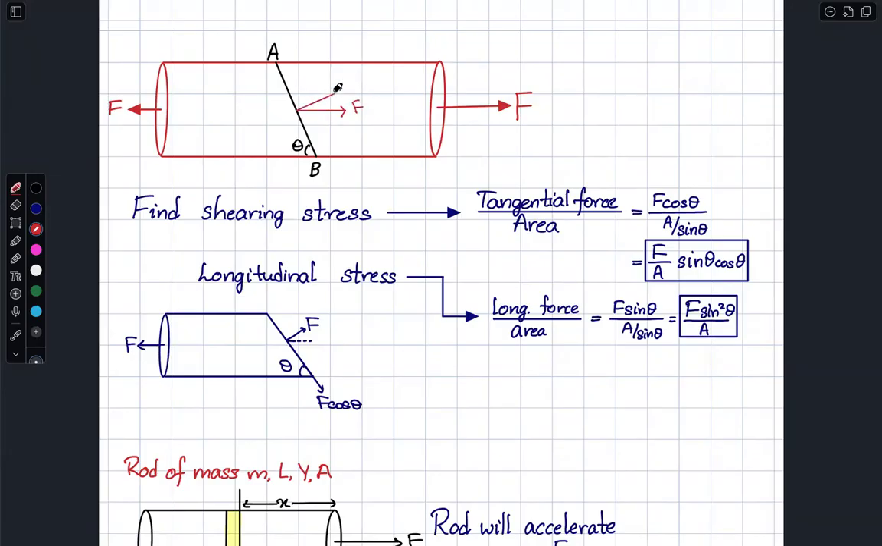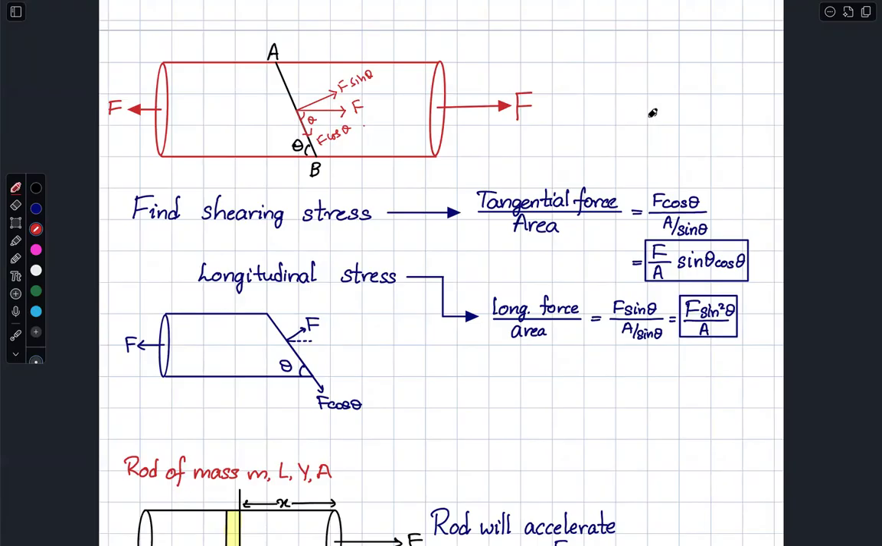Resolve this into components. If this is a theta, this is a theta. So this is F sin theta. This is F cos theta. And one more important point, area. See, this is a small area, don't forget that.